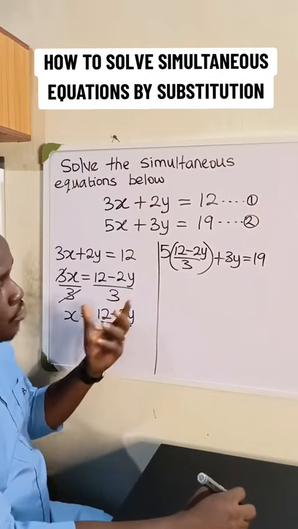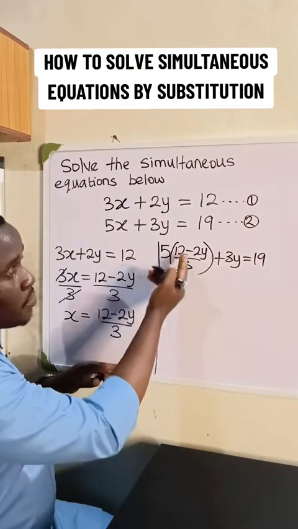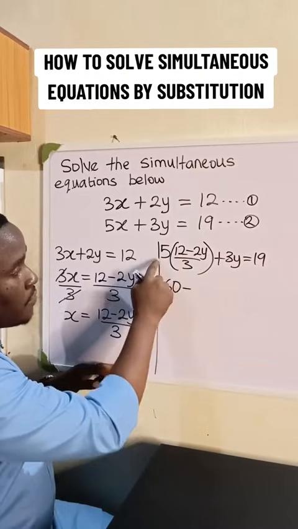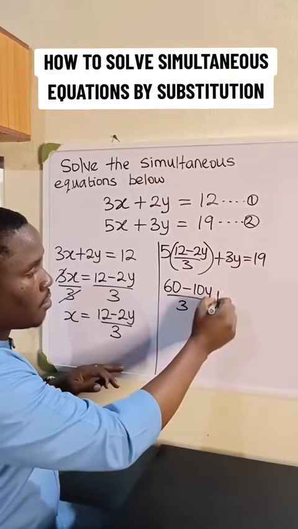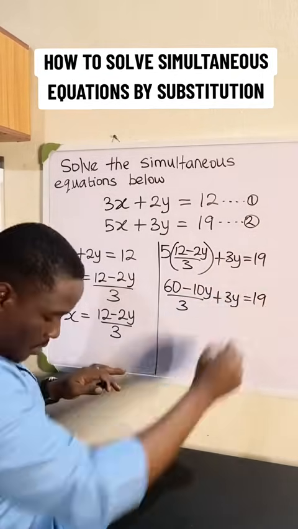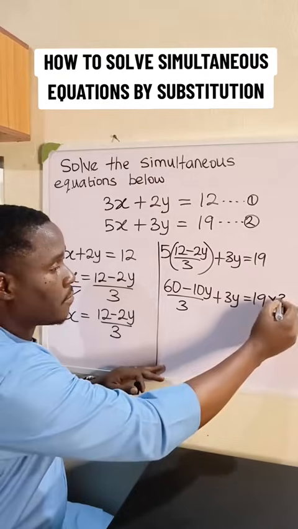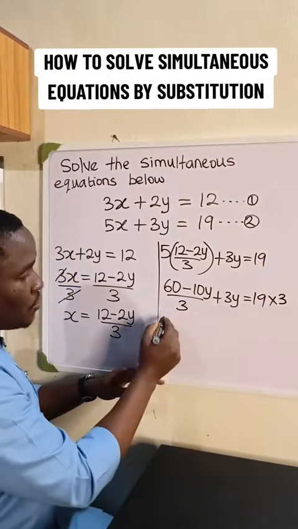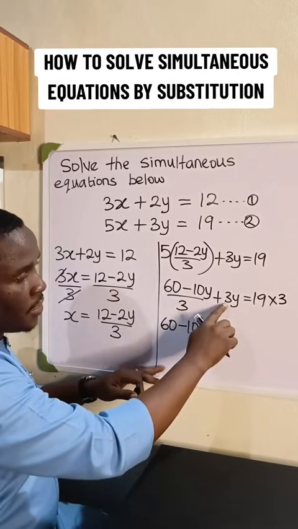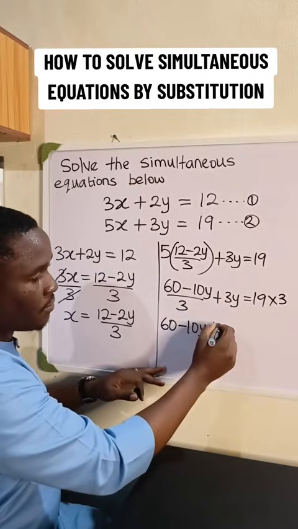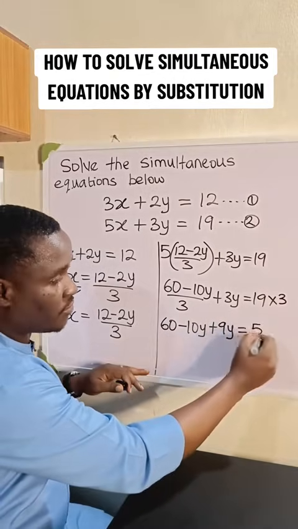19. So the next thing we're going to do is multiply these numerators by 5. So 5 multiplied by 12 is going to give us 60, minus 5 multiplied by 2y is going to give us 10y, all over 3 plus 3y is equal to 19. To eliminate this denominator, we multiply the entire equation by 3. So 3 is going to cancel out 3. We're going to have 60 minus 10y plus, here 3y is going to multiply 3, so we're going to have 9y is equal to 19 multiplied by 3, which is going to give us 57.